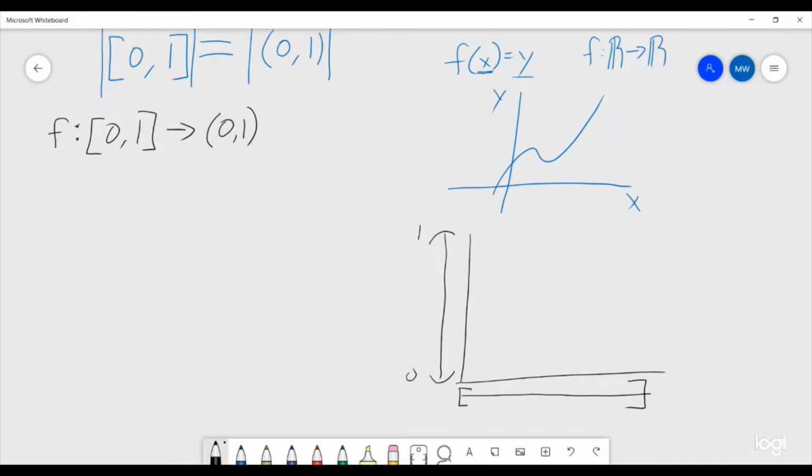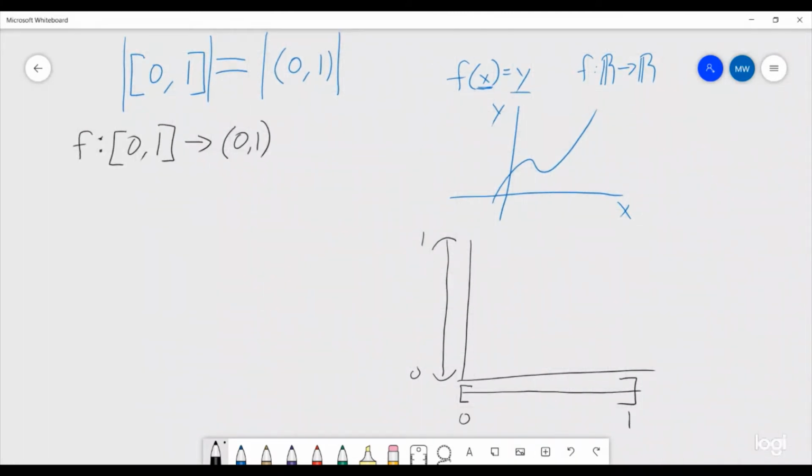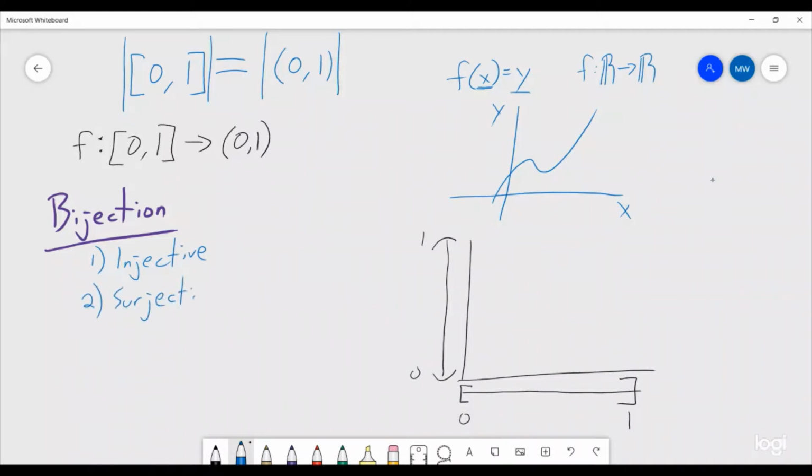Yeah, and then can you explain what a bijection is? Yeah. So a bijection is a function that is injective and surjective. Those are the only two conditions for it to be a bijection. So for it to be injective, what that means is we would have to say that if f of a equals f of b, then a equals b. So in other words, this is 1 to 1.